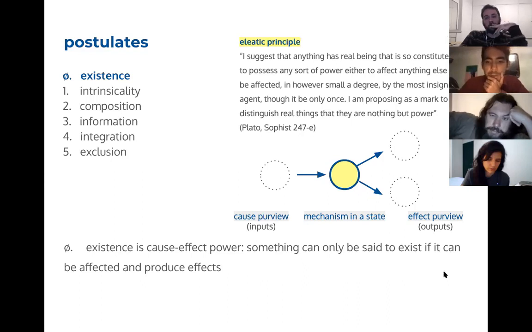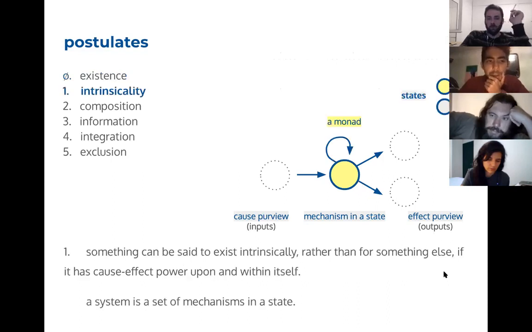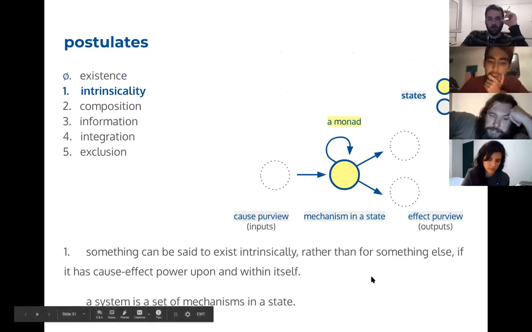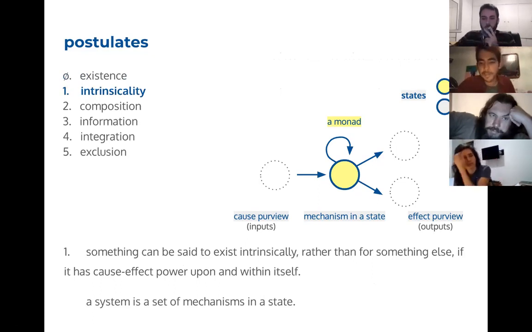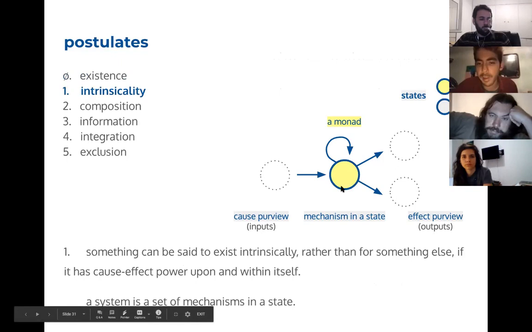Also, it will intrinsically mean that this cause-effect power is not something purely relational or extrinsic, but it actually has cause-effect power upon itself, within itself. So you can only say something exists if it can affect itself. In this sense, it follows intrinsicality. In this case, this mechanism is also determined by its own state, for example.